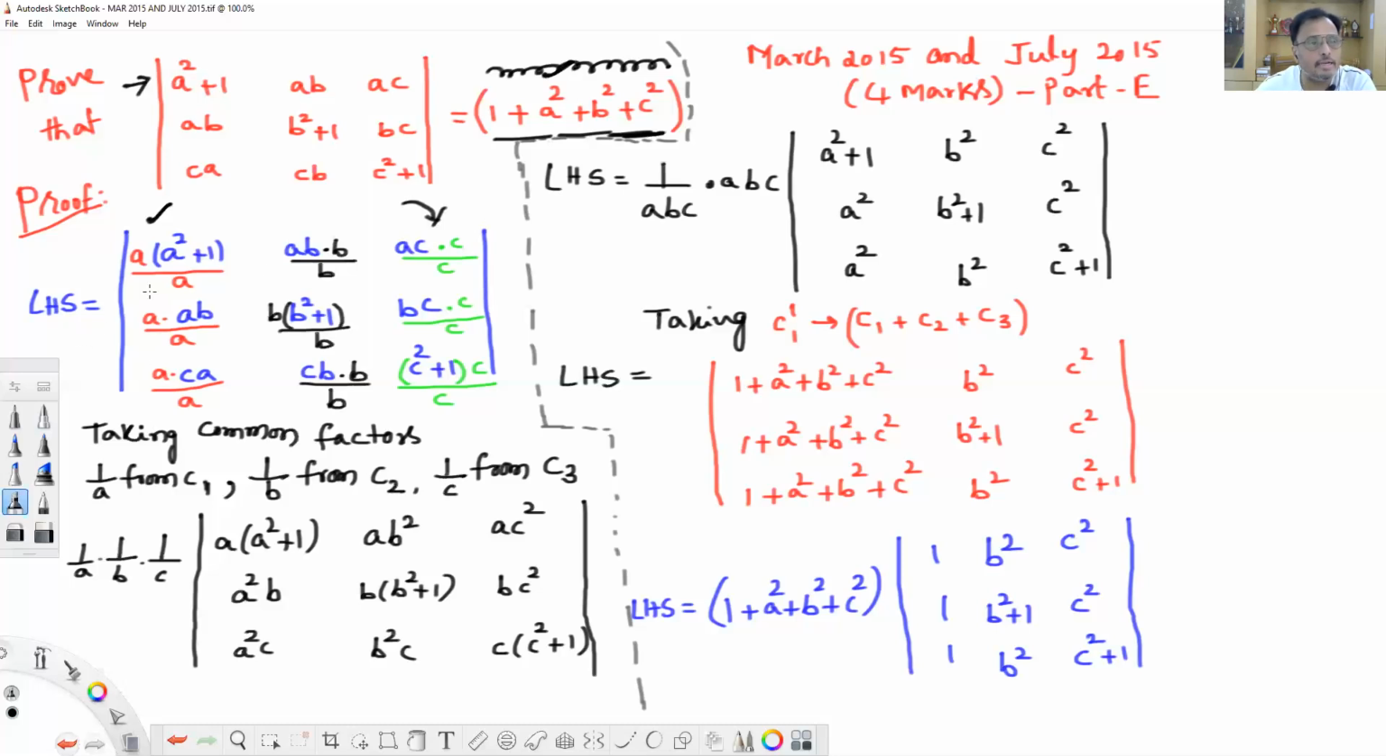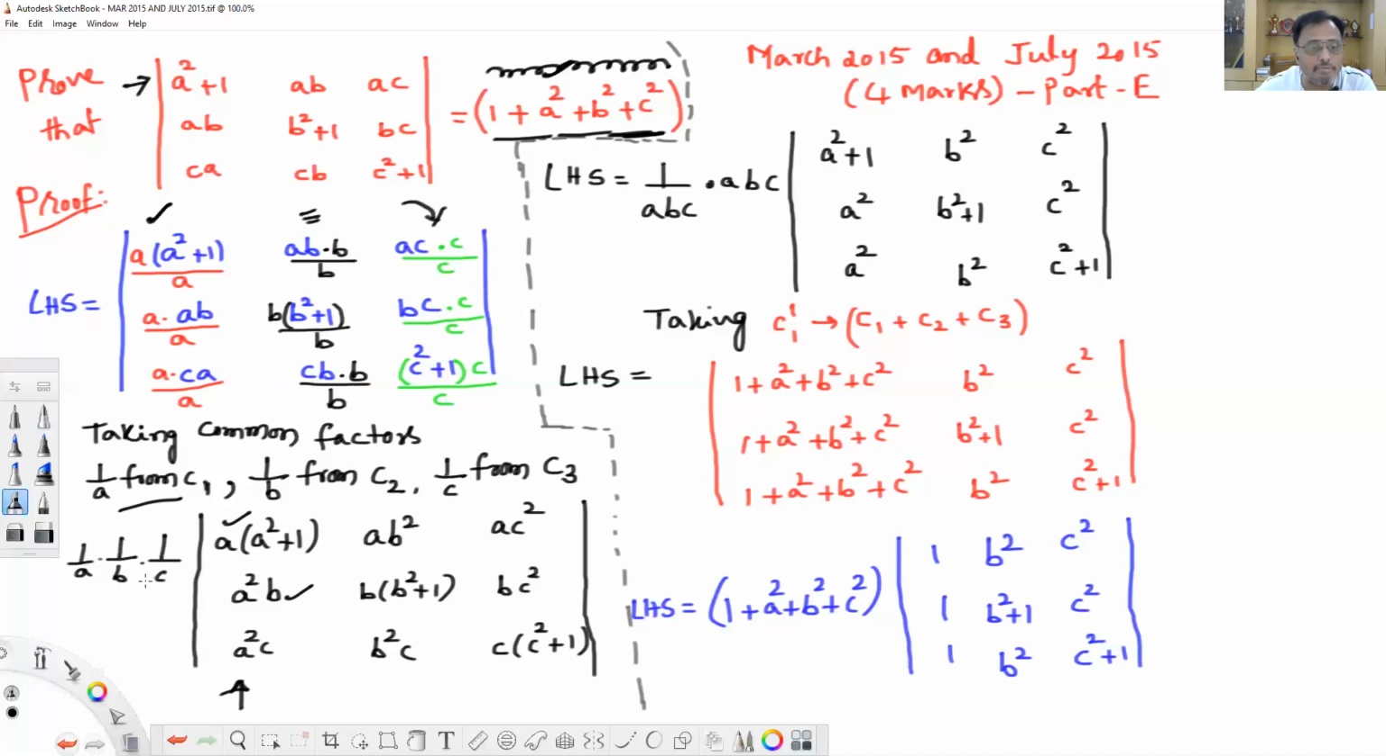Okay, now look here. Here it is 1 by A. Taking 1 by A as a common factor from C1, I am writing here. So if I take 1 by A as common factor, then A into A square plus 1, A square B, and A square C, A into A. In the second column, 1 by B I have taken as common factor. Then second column: AB square, B into B square plus 1, and B square C.